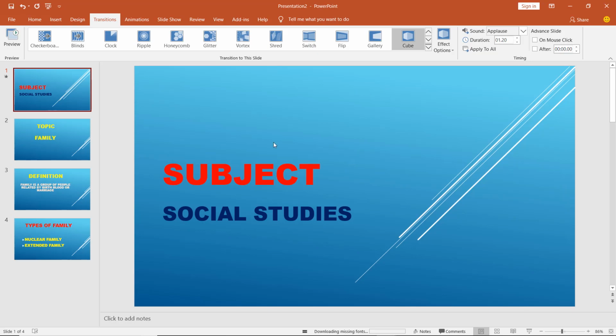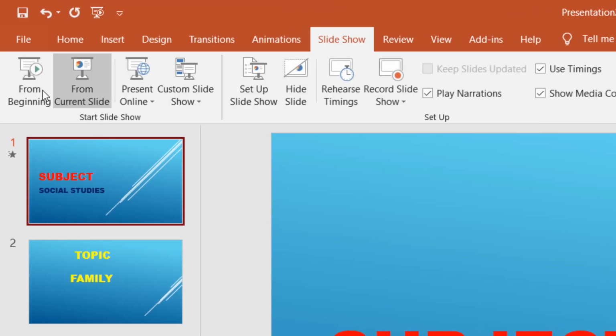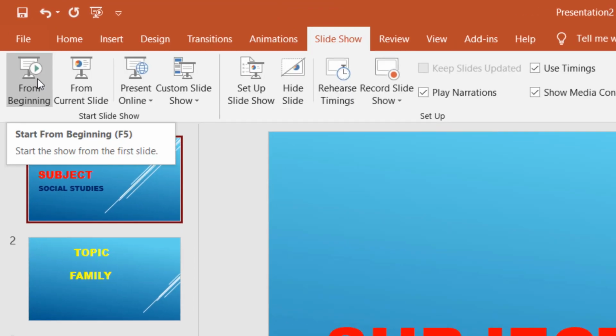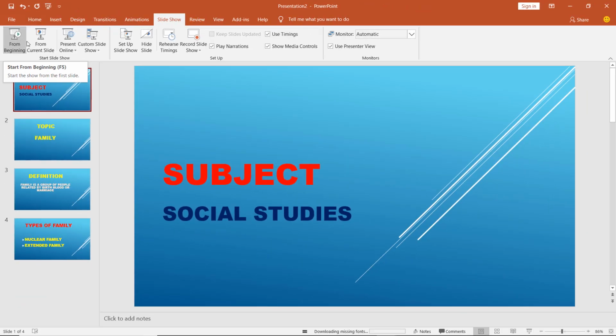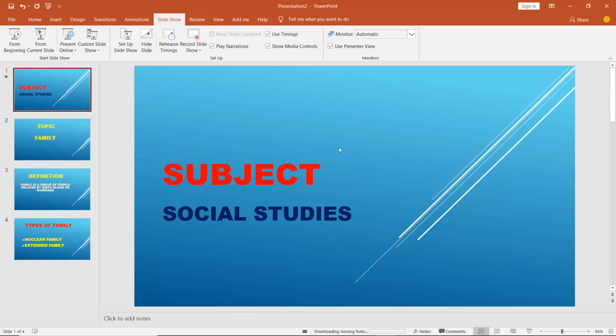Let us preview this. How do we preview? We go to slideshow and choose from beginning. If you want to start from the beginning, or if it is from the current slide, you can just do that. Let us see. Okay, that is our work, because we have removed on click. All right, to move away from this place, you press escape on the keyboard.